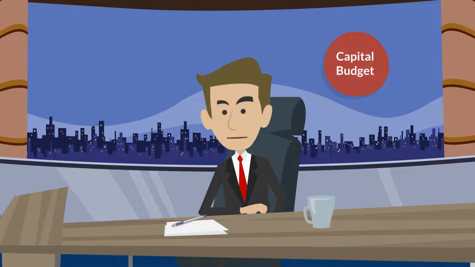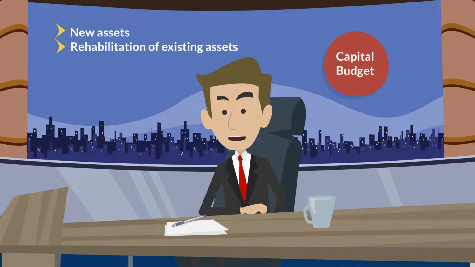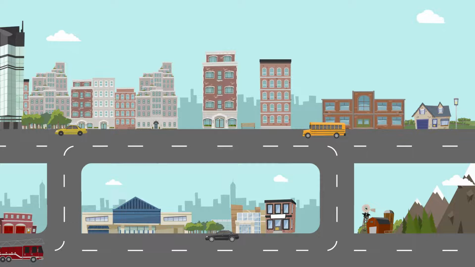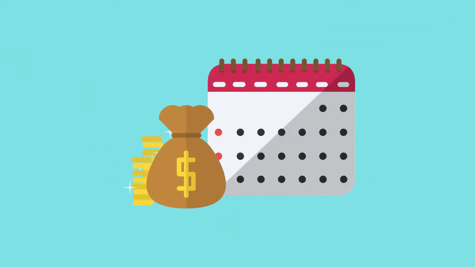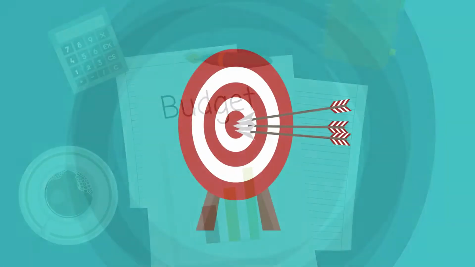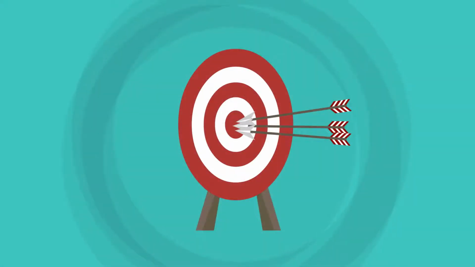The other budget, the capital budget, is used for larger, long-term investments such as new assets or the rehabilitation of existing assets like municipal facilities or roadways and transportation networks. Each year, a draft of these two budgets is created by town administration to determine which services and projects need to be included.